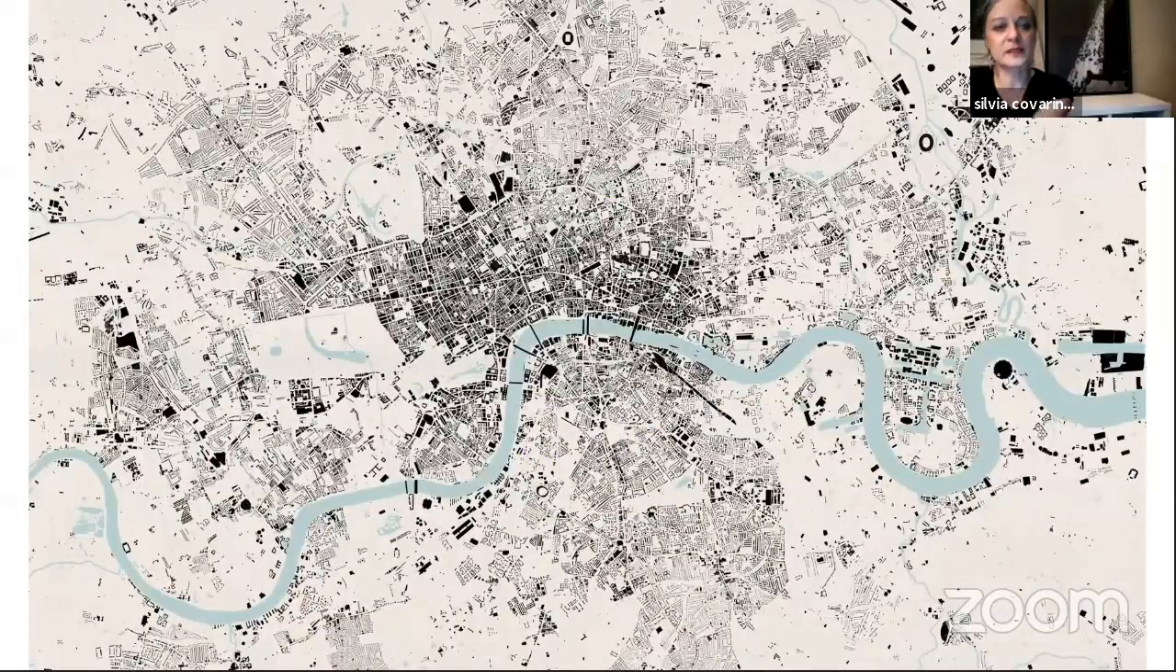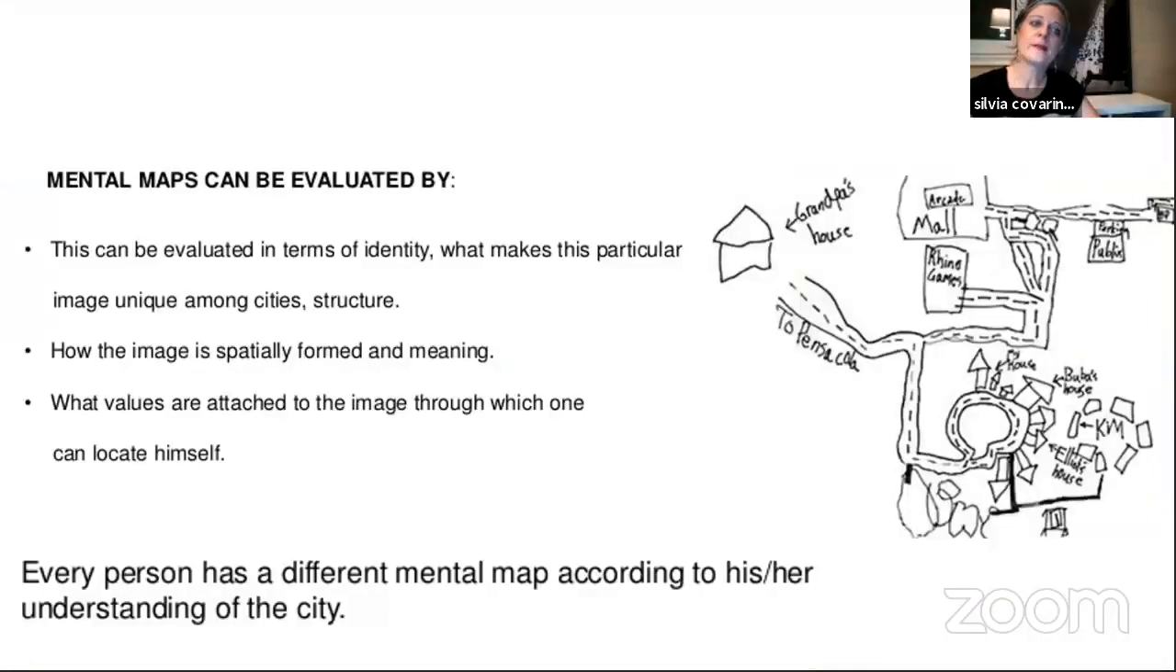Back to another representation, a technical map, let's say, it's a solid and considers the different elements. Look, the physical space and the natural sign of the water. Now, the mental maps can be evaluated in terms of identity, what makes a particular image unique among cities, and structure. Now, there's a method to sketch any sign, any icons that are really important to recognize this urban space. How the image is spatially formed and its meaning, okay, the form of the space, the distance and the connection. What values are attached to the image through which one can locate himself?